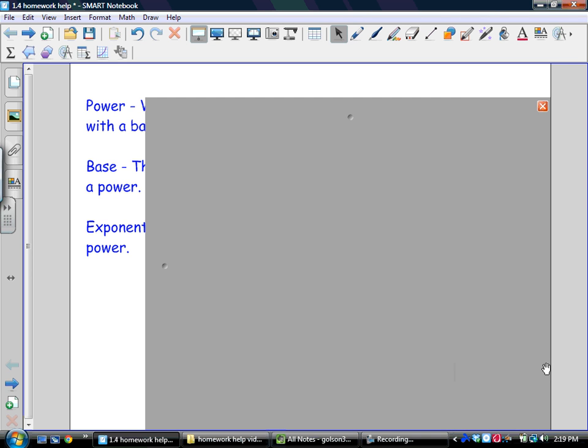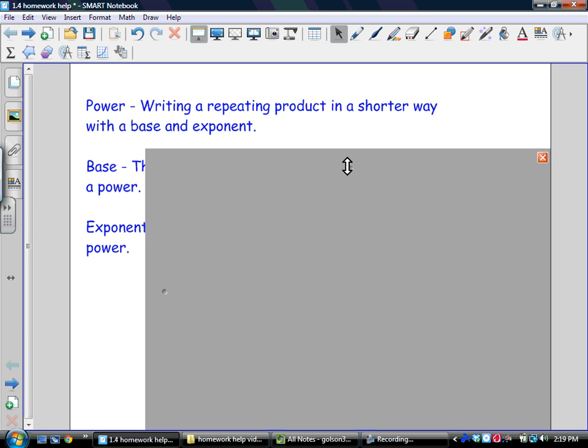Okay, so this video is going to be on powers and exponents. So we're starting out with a couple of definitions. First one is power, and a power is just when you write a repeating product in a shorter way using a base and exponent.